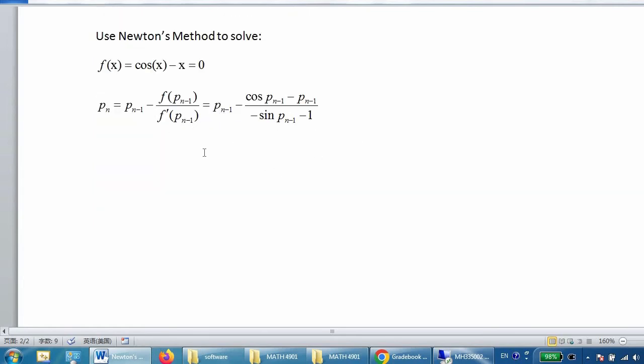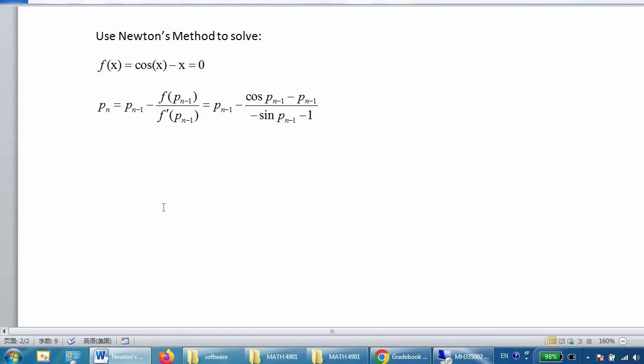I will use this example to demonstrate our Python programming. And we will use this function f(x) = cosine x minus x equals 0, and find the solution of this equation. So the first step, we will plug in this function into this formula. And we're going to get Pn minus 1 minus (cosine Pn minus 1 minus Pn minus 1) divided by (negative sine Pn minus 1 minus 1).